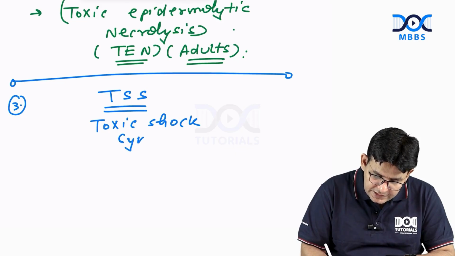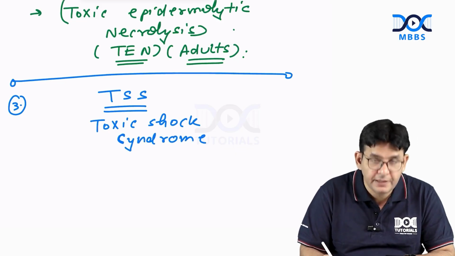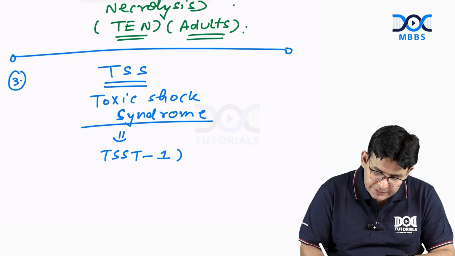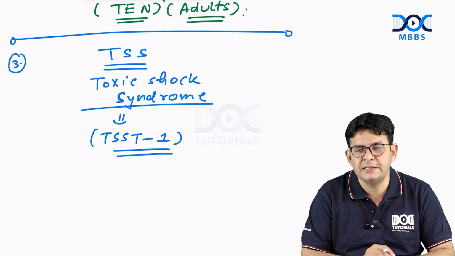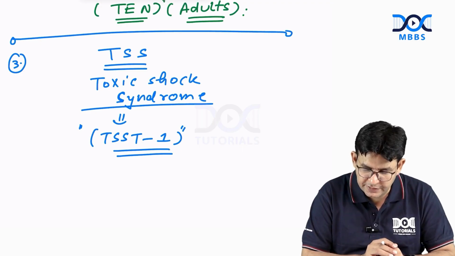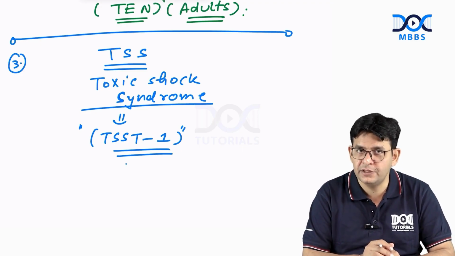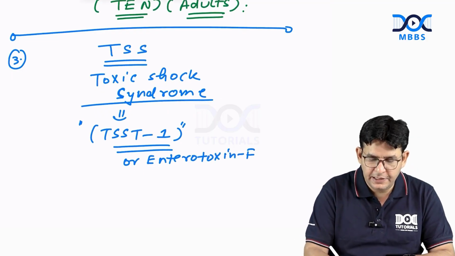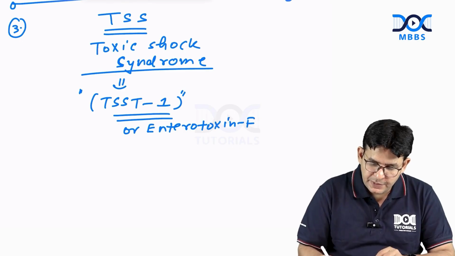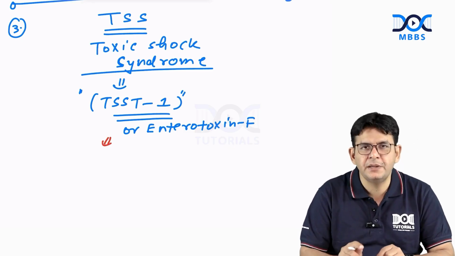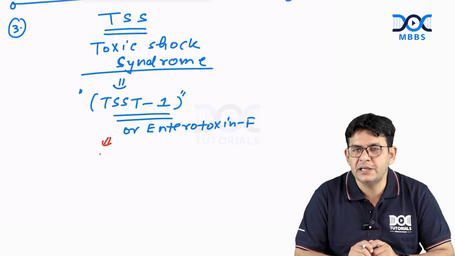And this particular toxic shock syndrome is being done by what, guys? TSST1. This is being done by TSST1. So TSST1, toxic shock syndrome toxin 1, is also termed as enterotoxin F. This is also termed as what, guys? Enterotoxin F. And this particular enterotoxin F or TSST1 is responsible for this syndrome that is termed as toxic shock syndrome.